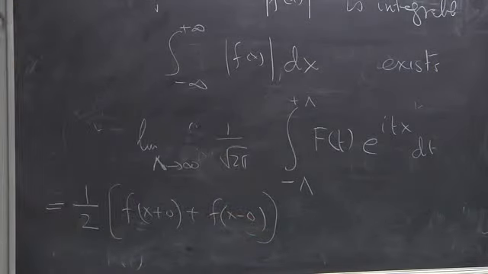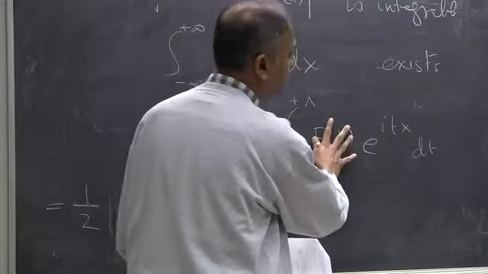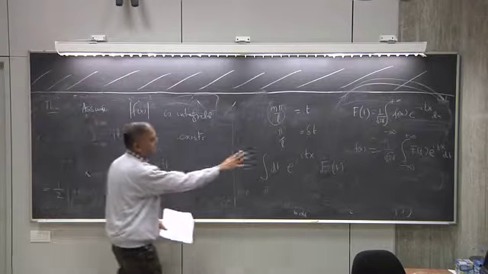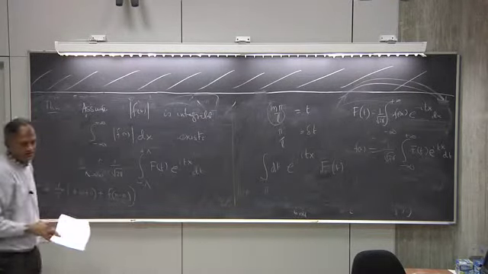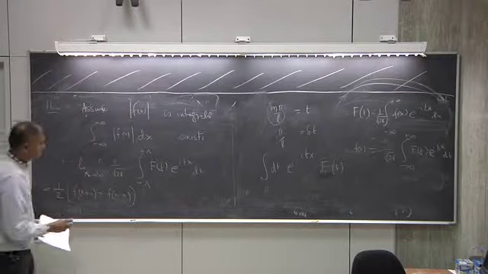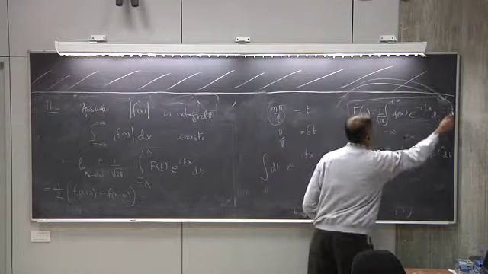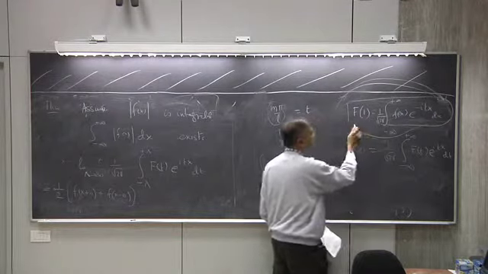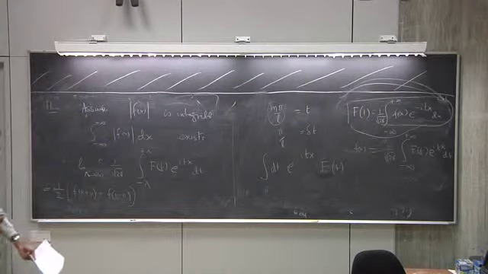In the notes it is written in a slightly different way, because F(t) is directly substituted. But apart from that, it is the same expression, where F(t) is given by that expression. This exists by this assumption anyway. So that's the first theorem.